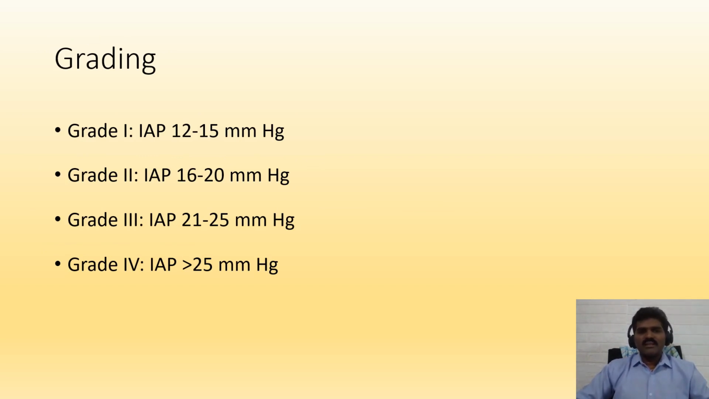There are 4 grades when it comes to intra-abdominal hypertension. In grade 1 and grade 2, there will not be any organ dysfunction, or there can be only mild organ dysfunction. Remember, less than 12 is normal. 12 to 15 is grade 1, 16 to 20 is grade 2, 21 to 25 is grade 3, and IAP greater than 25 millimeters of mercury is grade 4. Grade 4 is the most common cause for organ dysfunction.